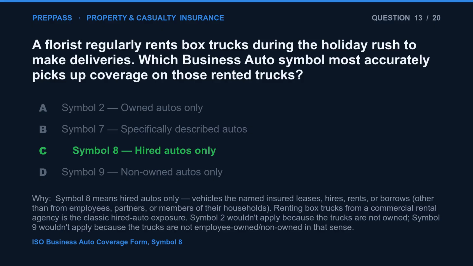The correct answer is C. Symbol 8 means hired autos only, vehicles the named insured leases, hires, rents, or borrows, other than from employees, partners, or members of their households. Renting box trucks from a commercial rental agency is the classic hired auto exposure. Symbol 2 wouldn't apply because the trucks are not owned. Symbol 9 wouldn't apply because the trucks are not employee-owned or non-owned in that sense.